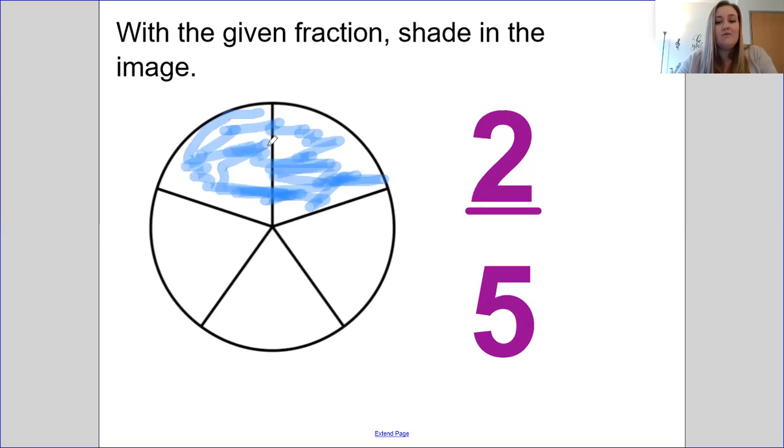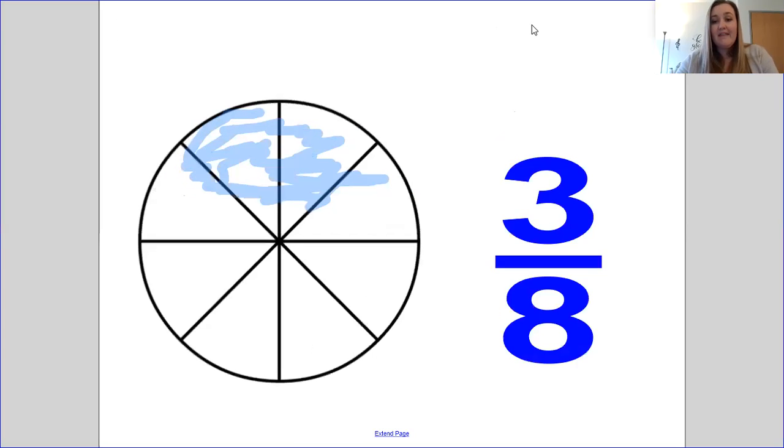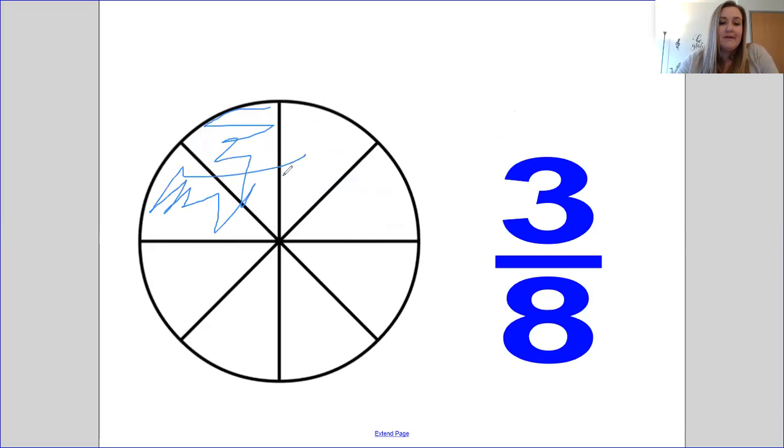Your homework's gonna have you do some of this as you go along. And then same thing here, 3/8. It has 8 parts, so I'd color in all 3 of them. It's hard to do it on the computer. So 3 out of the 8. Okay, so that's what fractions are, and a lot of you know fractions pretty well.